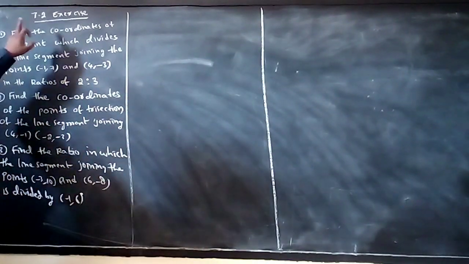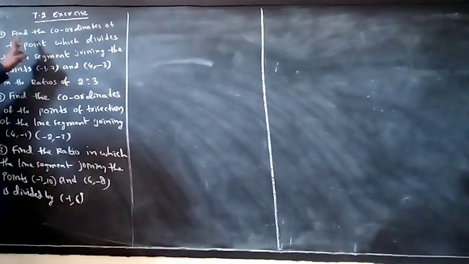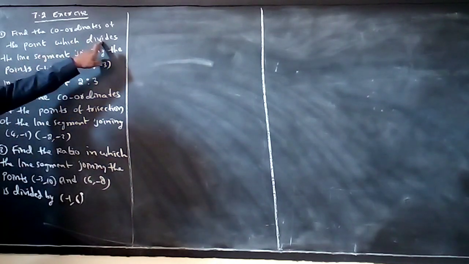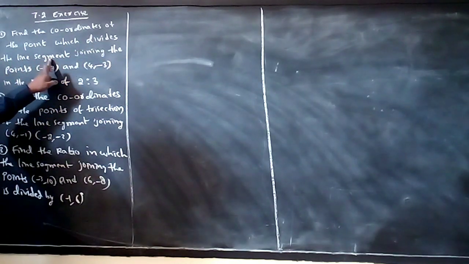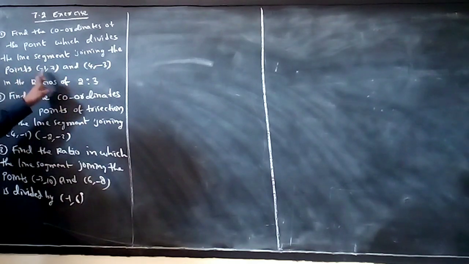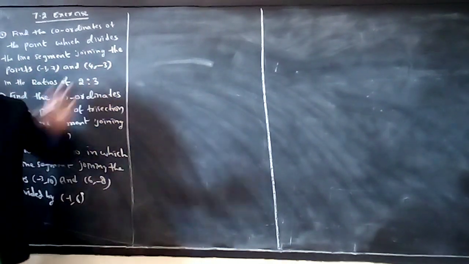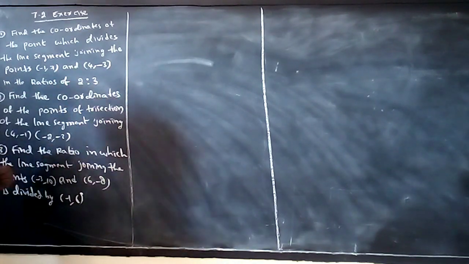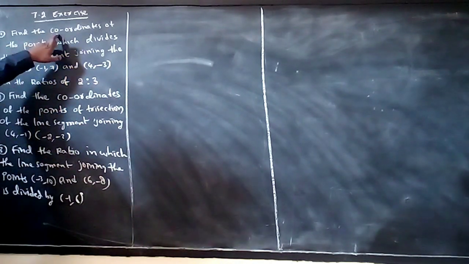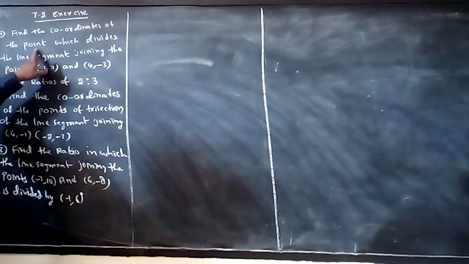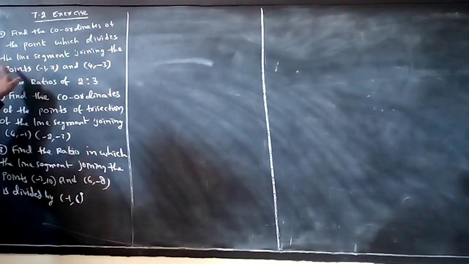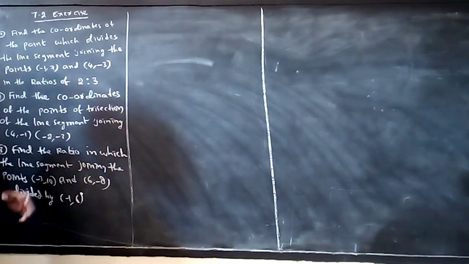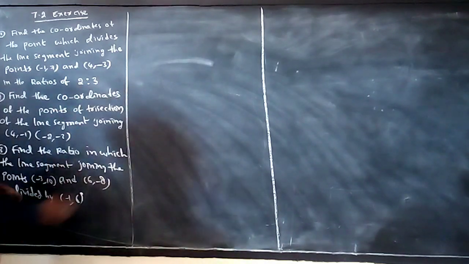Here are the problems. First one, find the coordinates of the point which divides the line segment joining the points (-1, 7) and (4, -3) in the ratio 2:3. So let me clear the first question. Find the coordinates of the point which divides the line segment joining the points (-1, 7) and (4, -3).